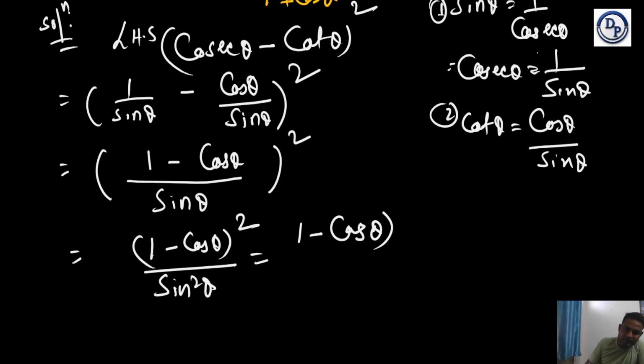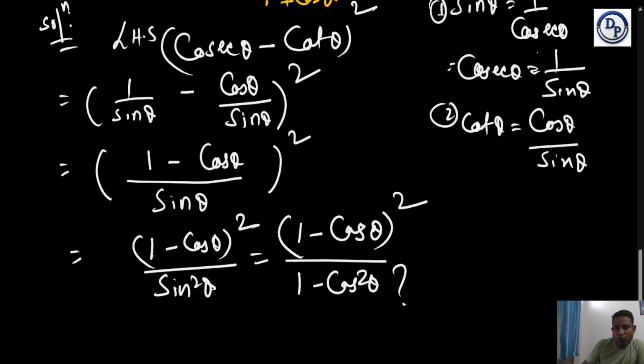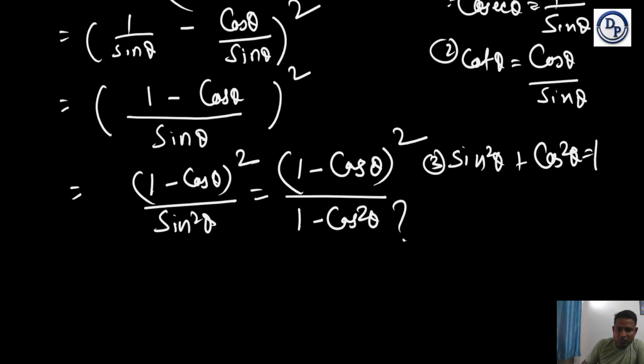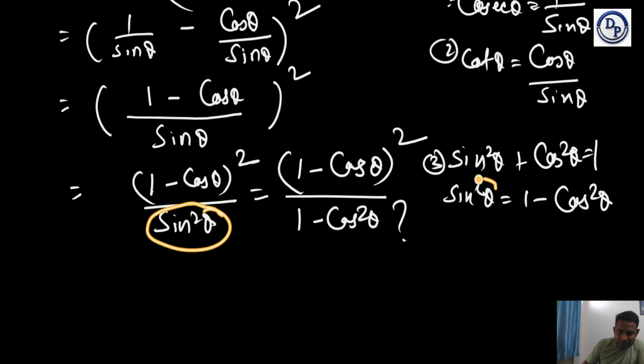We'll leave this numerator as usual, 1 minus cos theta square, and we write this sin square theta as 1 minus cos square theta. Why? We know identity number 3: sin square theta plus cos square theta equals 1. On the basis of that, sin square theta can be written as 1 minus cos square theta. So this is what is happening. Here we have sin square theta, here as well we have sin square theta.